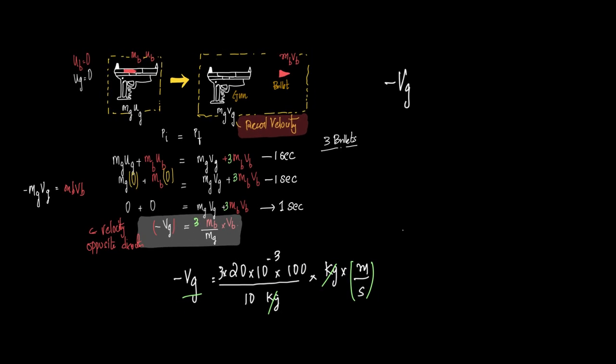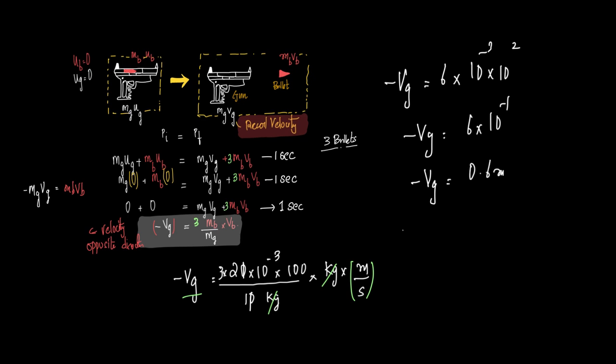So what we get is minus Vg is equal to 3 into 2. Now 10 by 10 is 1, 3 into 2 is 6, 6 into 10 to the power minus 3 into 10 to the power plus 2. Therefore, minus Vg is 6 into 10 to the power minus 1, or otherwise minus Vg is 6 by 10, which is 0.6 meter per second. Therefore, the recoil velocity of the gun is equal to 0.6 meter per second. That is the concept.